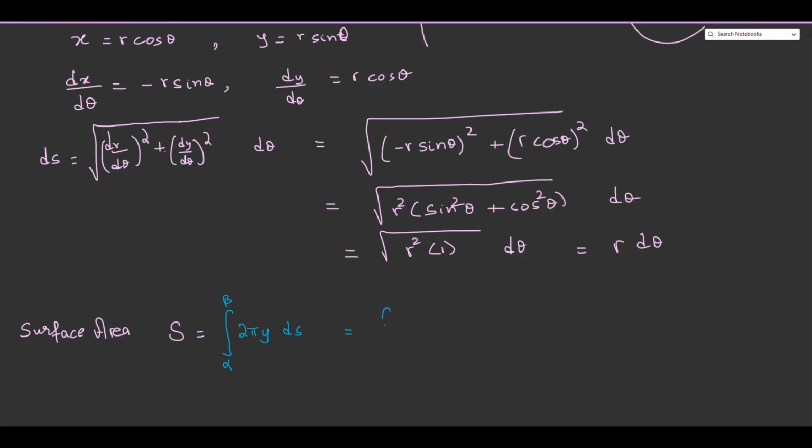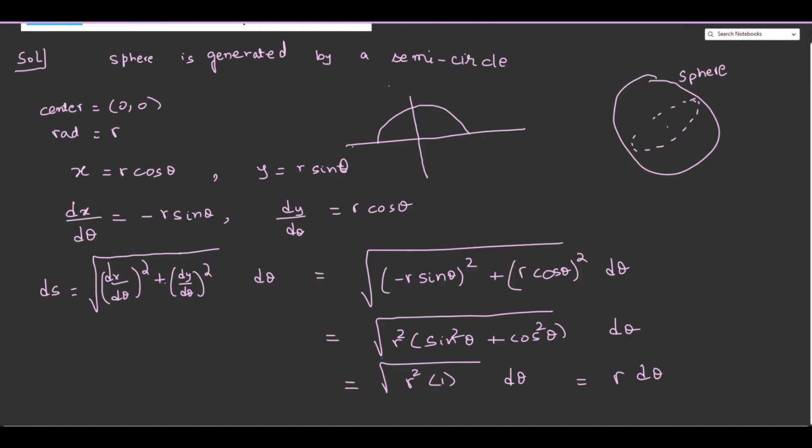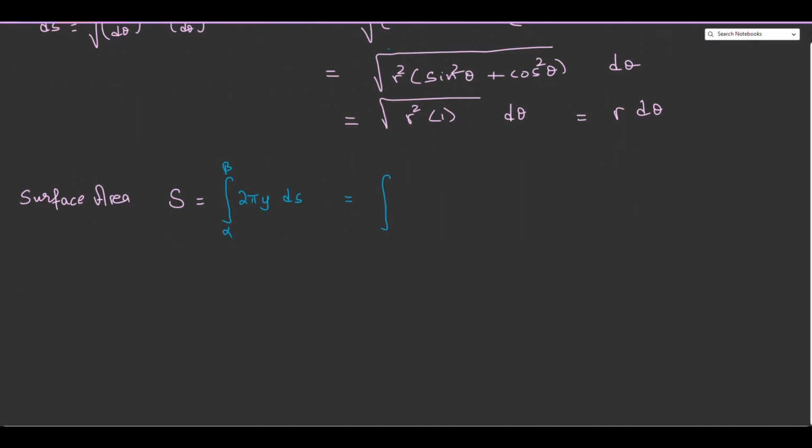We only consider here the semicircle. x equals r cosine theta, y equals r sine theta. So in this case theta varies from 0 to pi. Why? Because we only consider the semicircle, or you can say the half circle.